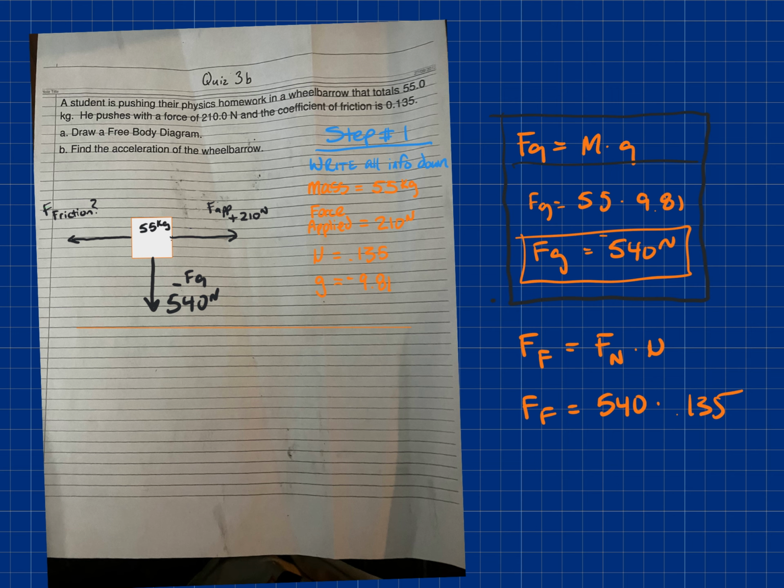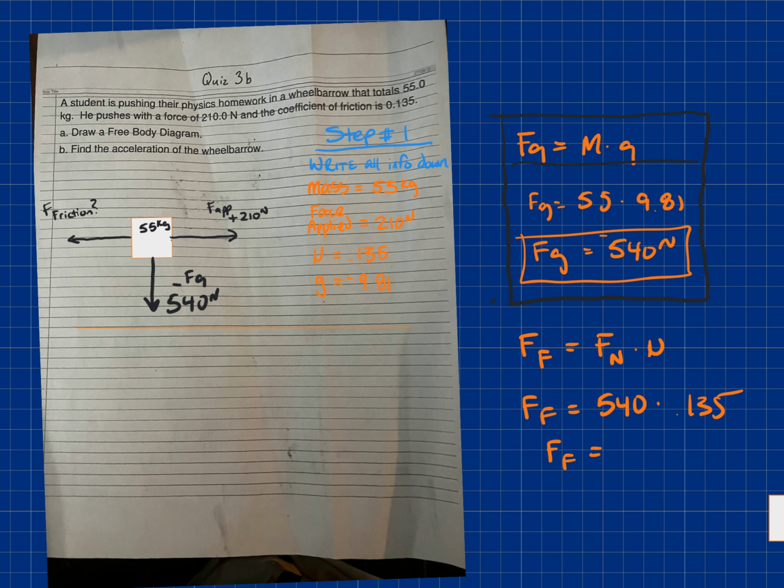So what you're essentially doing here is you're just saying, okay, the friction value is 13.5% of this number here, right? So I'm just going to make a quick determination. Do I believe that 13.5% of 540 is larger than 210? If it is, then the block will not move. If it isn't, then the block will move and it will accelerate.